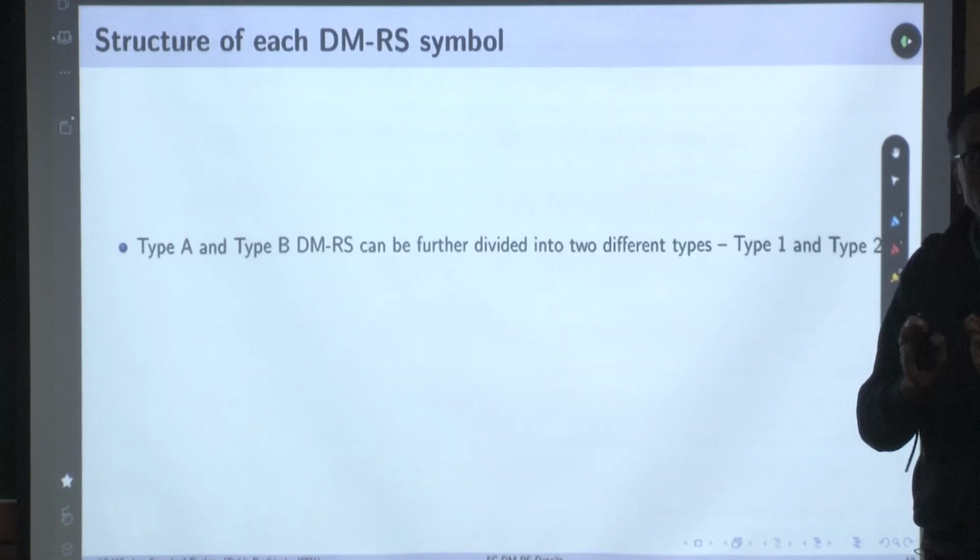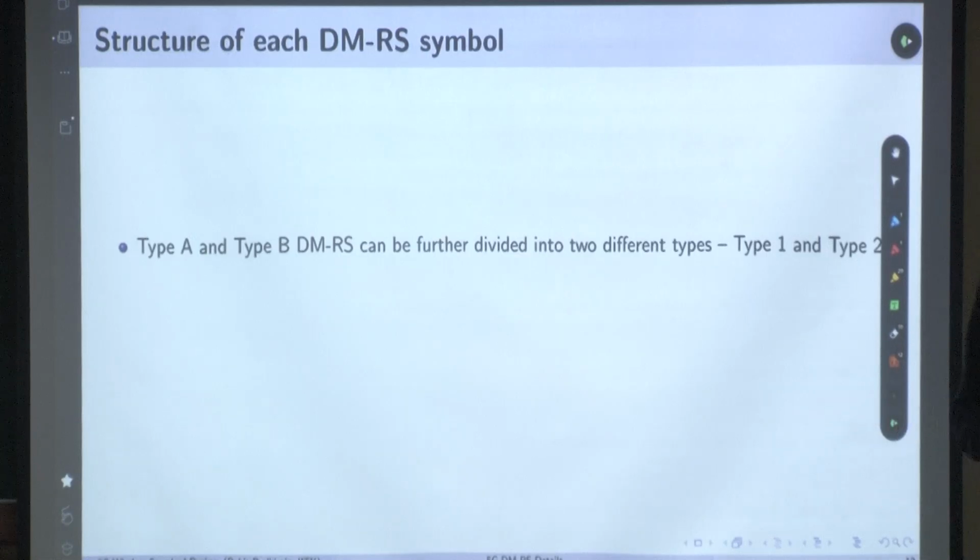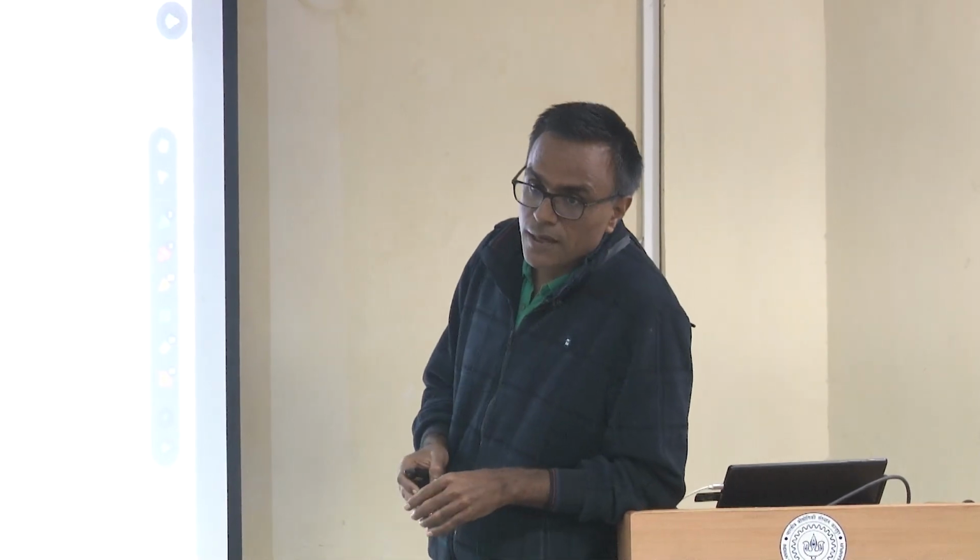Now these are basically the type A and type B DMRS allocations. These type A and type B are further divided into 2 different types. It will become clear why they are defined like that; we will discuss that in detail. They are called type 1 and type 2.